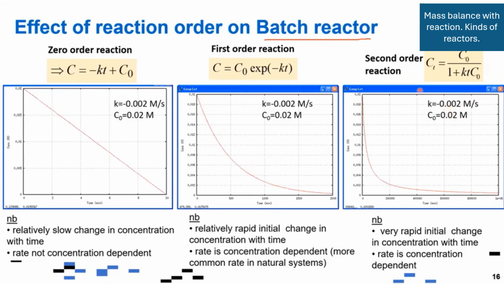In the same way, for the second order reaction, there is a steep decline in concentration at the initial stage because the reaction rate is proportional to the square of the concentration, right? So the higher the concentration, the higher the reaction rate. That's why for a second order reaction, you can see a steep decrease of concentration. And once the concentration decreases, the reaction rate also decreases through time, right? Because it is proportional to the concentration. So now it is decreasing through time because this is a lower concentration now.